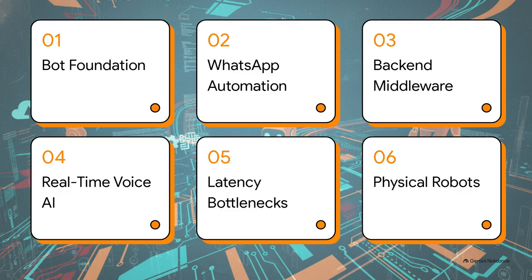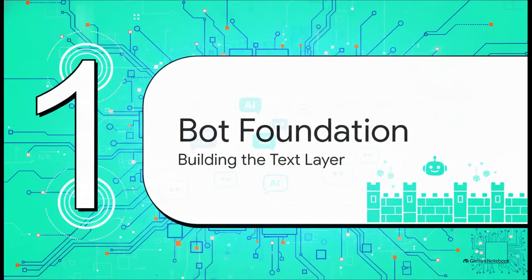Here's the blueprint we're following today. 1. The open source bot foundation. 2. Dominating WhatsApp automation. 3. Connecting the backend middleware. 4. Conquering real-time voice AI. 5. Beating RAG latency bottlenecks. And 6. The physical robot frontier.